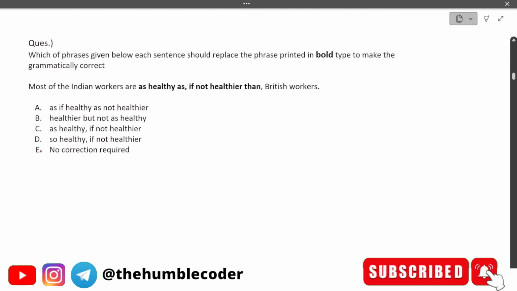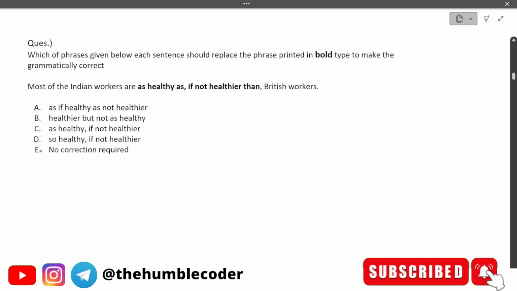So we have this question, where again we are given a sentence, and we have to tell if the bold part of the sentence can be replaced with one of the options or not. If not, then we just select option E, which is no correction required. Let's read the sentence. Most of the Indian workers are as healthy as, if not healthier than, British workers. The options are: as if healthy as not healthier; healthier but not as healthy; if not healthier; so healthy if not healthier; and the last option is no correction required.